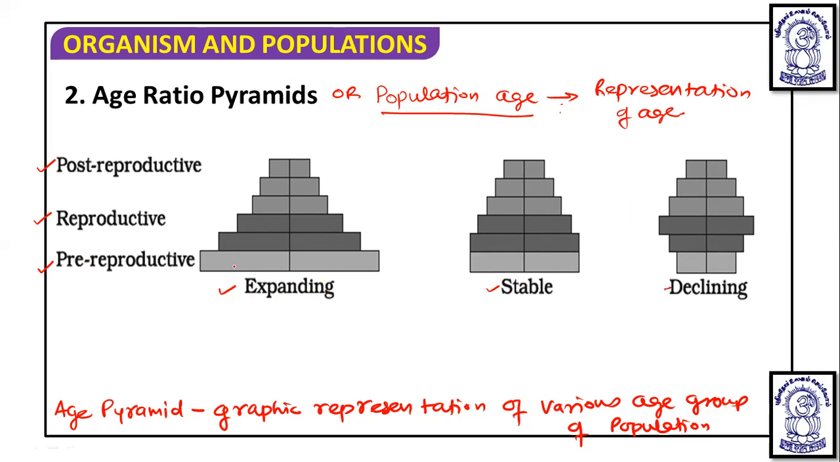What does this expanding population mean? If, as you see in this graph, the pre-reproductive individuals are more than the reproductive individuals, and the reproductive individuals are more than the post-reproductive individuals at a certain time in a population, then it is possible that in future the pre-reproductive will convert into reproductive. So the number of reproductive individuals will be more in the future, the production of offspring will be more, and the whole population will increase. And this growing population is known as an expanding population.